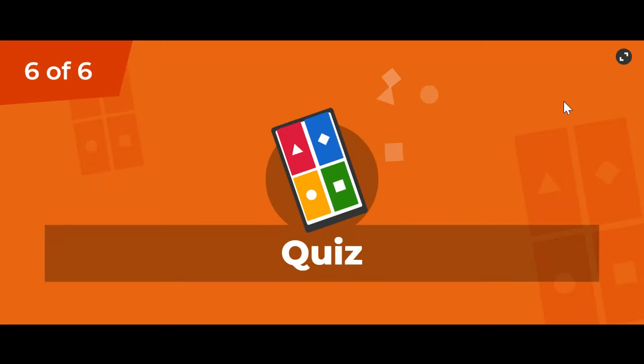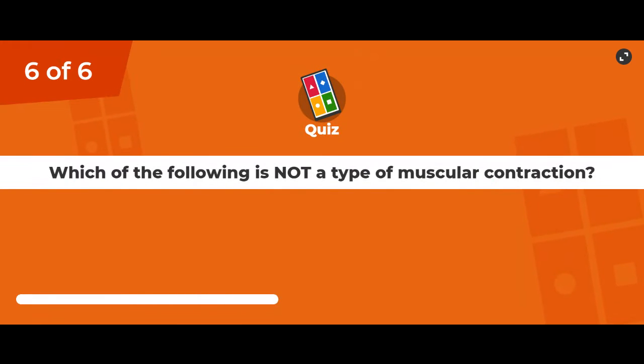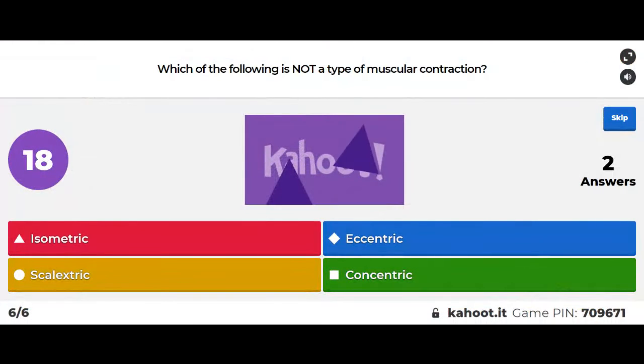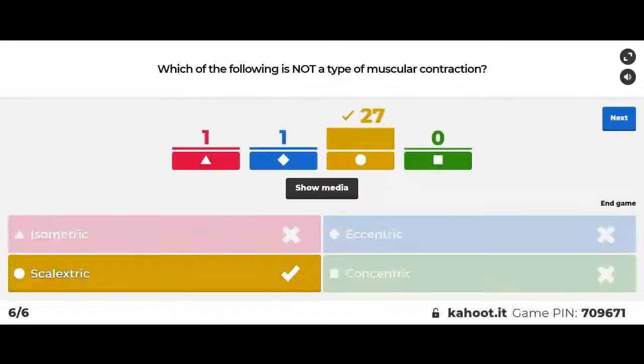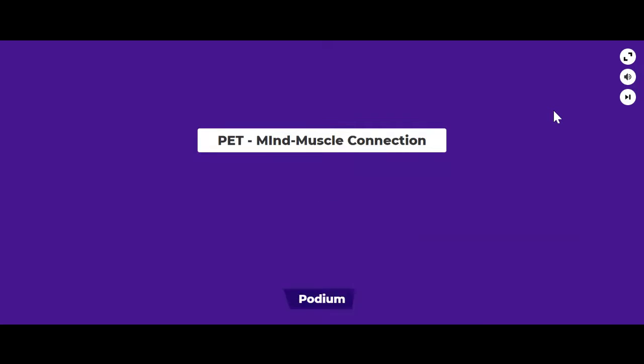Okay, last question. Which of the following is not a type of muscle contraction? Okay, it's of course scalelectrics. If you don't know what that is, you're going to have to look that up on a search engine of your choice. Okay, so who is third place?